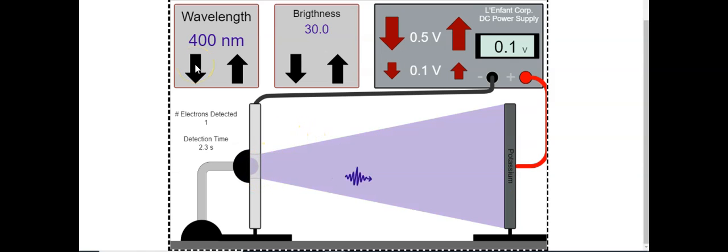Let's turn up this frequency some more by reducing the wavelength, and we're going to go from violet to ultraviolet. And you can see how quickly these photoelectrons eject and travel across the distance between the parallel plates.